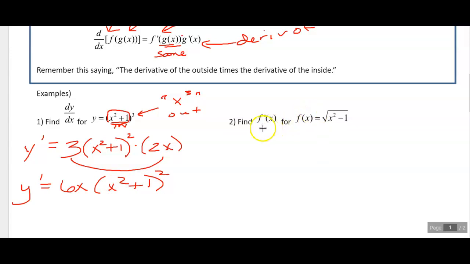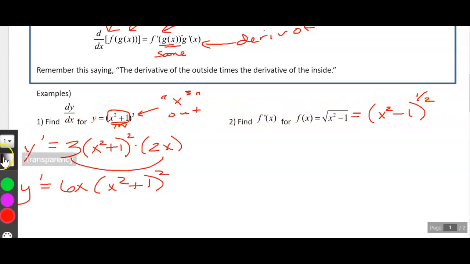All right, so number 2. Well, we can't take the derivatives of square roots, so first we need to change this to its rational power. Square root is the 1/2 power, and so that kind of looks like number 1. So on the inside, and then on the outside is another power rule.